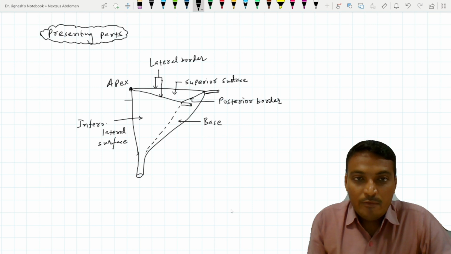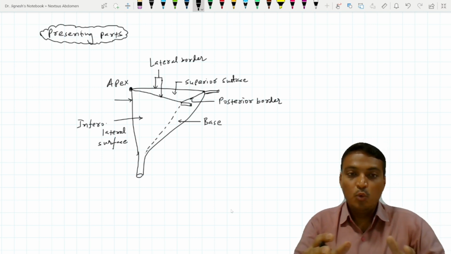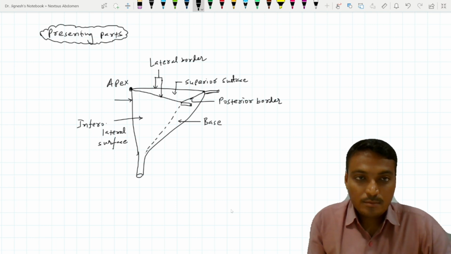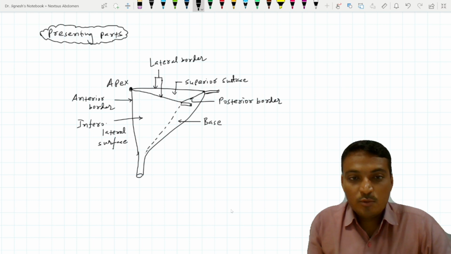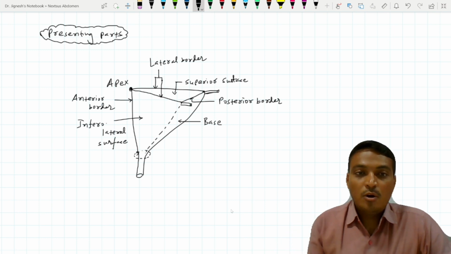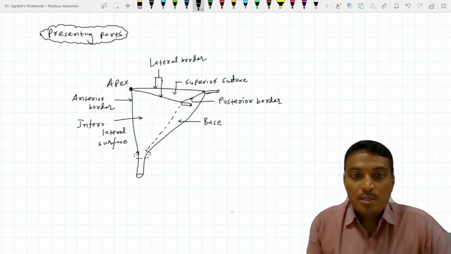This bladder has one anterior border, and this anterior border is responsible for separating the two inferolateral surfaces. Along with all these external features, it has one neck, which is the lowest part of the urinary bladder from where the ureter arises. So this one is the neck of the urinary bladder.